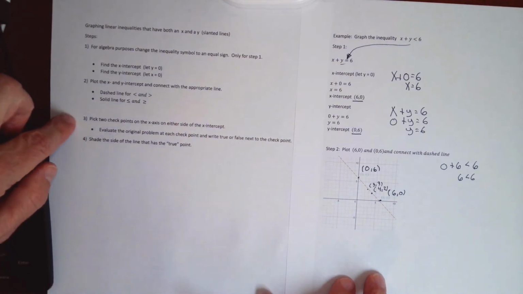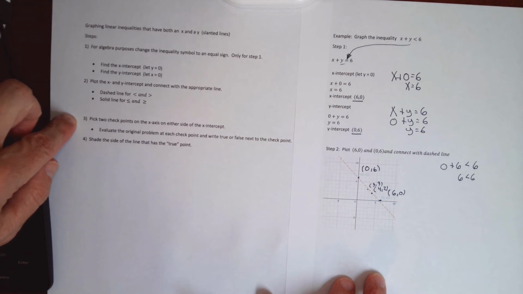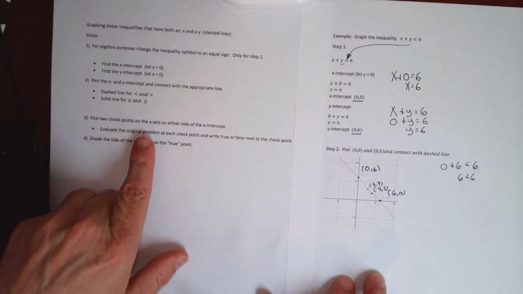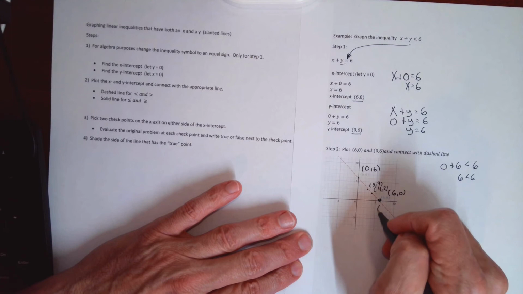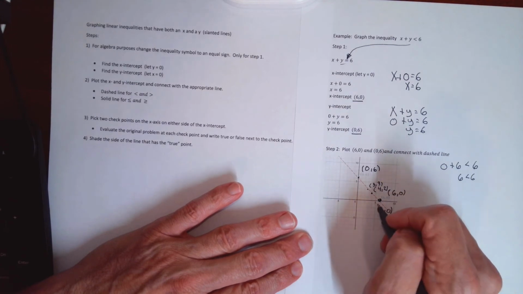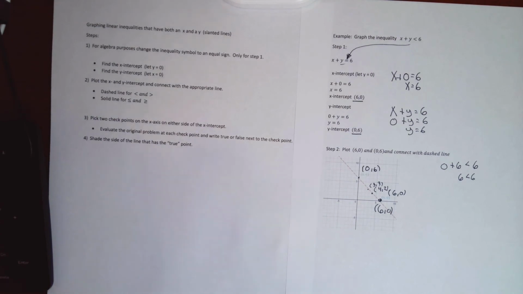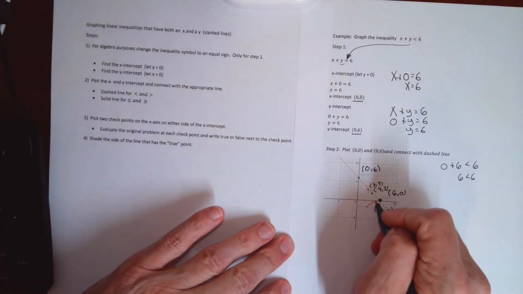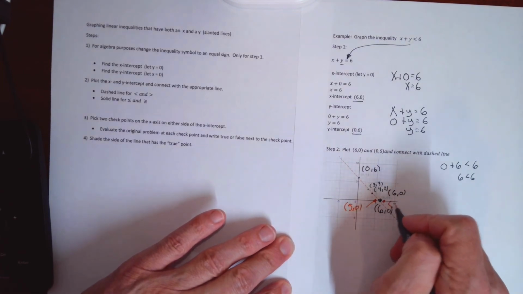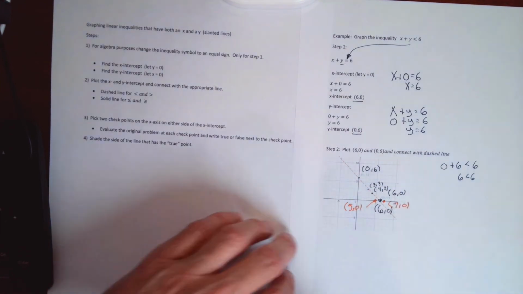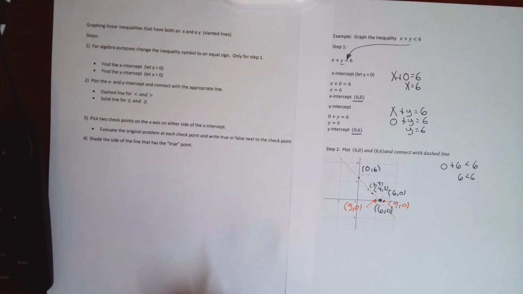So now I need to figure out how to shade. What I generally do to figure out the side of the line that I'm shading is I pick 2 points on the x-axis on either side of the x-intercept. So the x-intercept is sitting here at the point (6, 0), and right to the left of the x-intercept is the point (5, 0). Directly to the right of the x-intercept is the point (7, 0). What am I going to do with those? I'm going to take each one of those and plug it into the original inequality and tell myself whether I get a true or false statement to help me figure out how to shade.